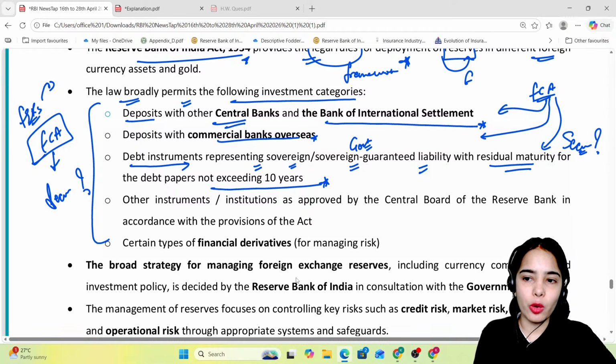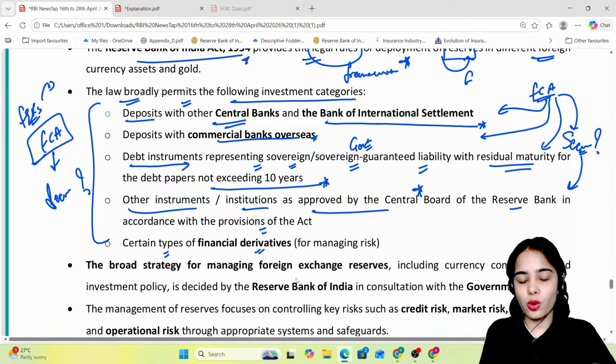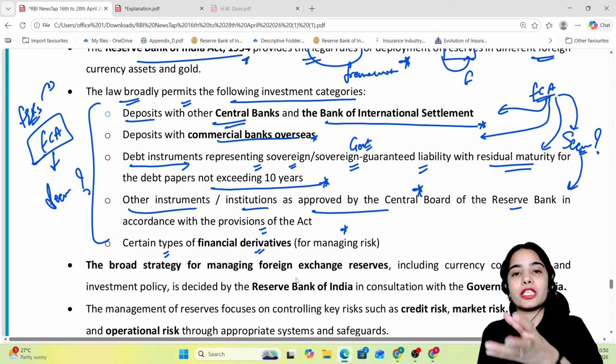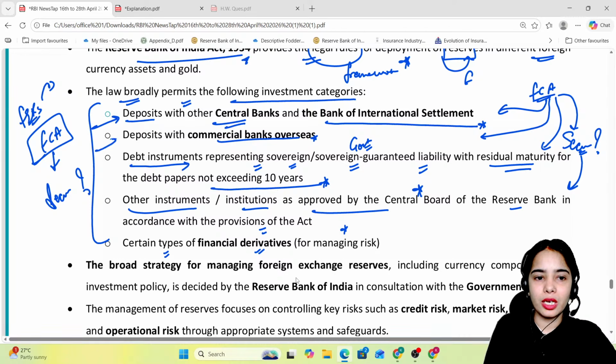Now, the FCA amount can be invested in other securities also, such as other instruments or institutions as approved by the Central Board of the Reserve Bank in accordance with the provisions of the Act. Certain types of financial derivatives can also be bought, but only for managing the risk, not for speculative action. So, majorly, the FCA can be used in these three categories.